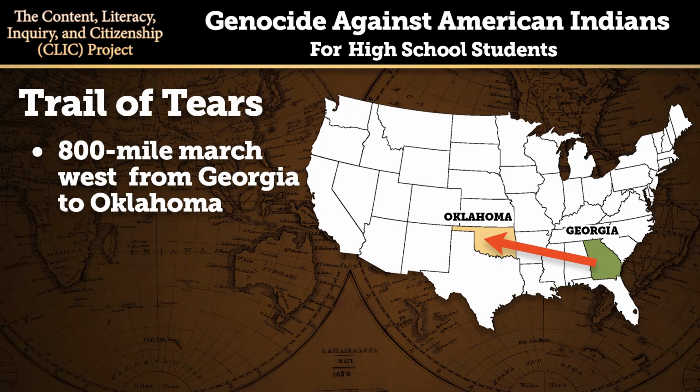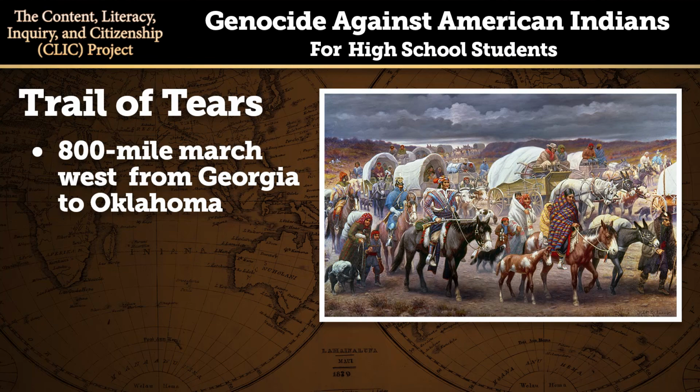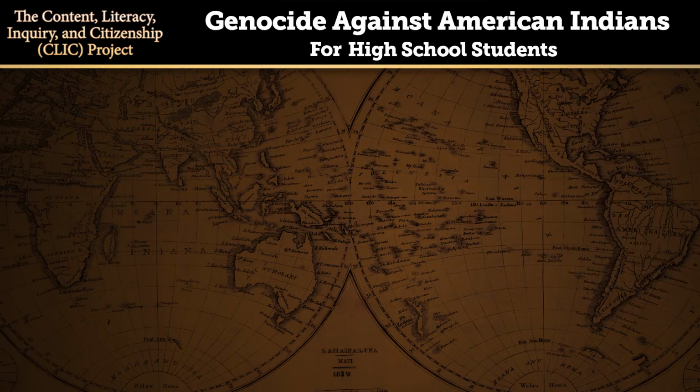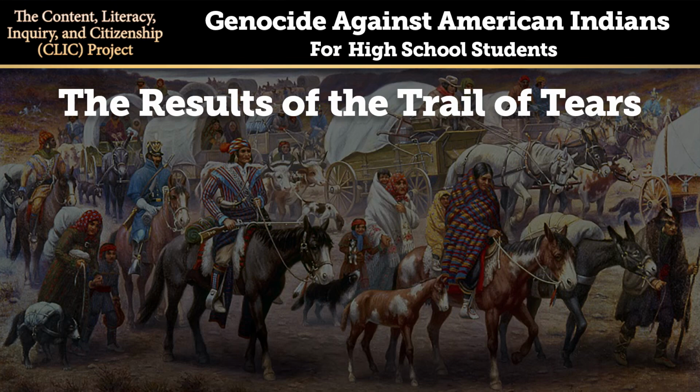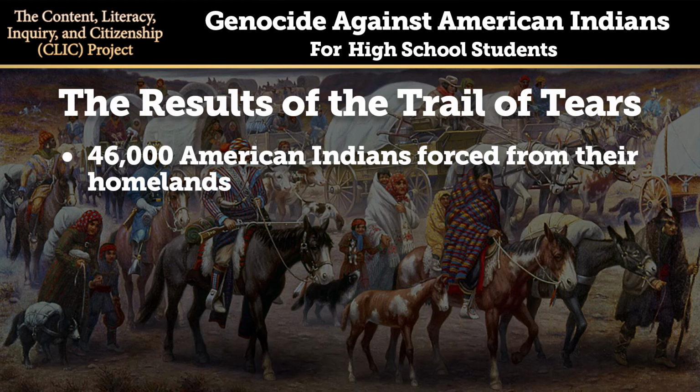This forced removal of the Cherokee and other tribes is often referred to as the Trail of Tears, represented in this painting, because of the extreme hardship and death experienced on the trail. The Trail of Tears resulted in eradicated American Indian communities in the southeastern United States. Approximately 46,000 American Indians were forced from their homelands in this way, and close to 4,000 Cherokees died, primarily from exposure, disease, or starvation while on the forced march. More than 6,000 American Indians from other tribes also died on forced westward marches.